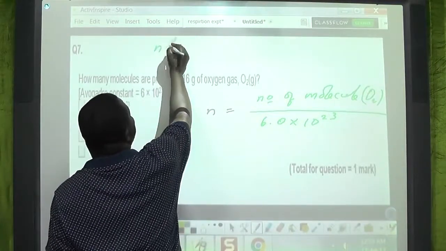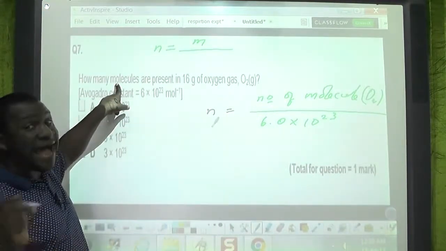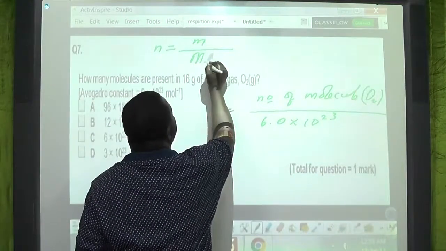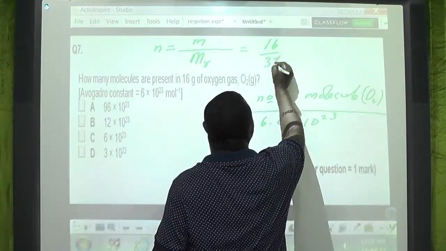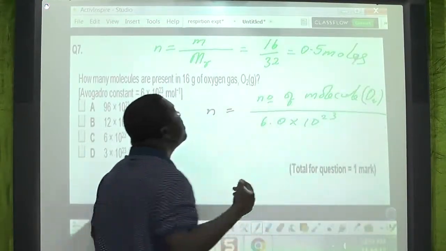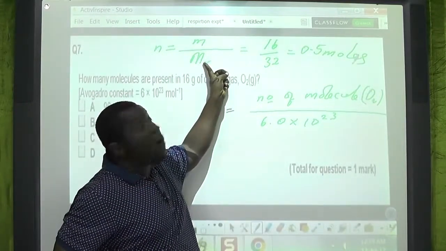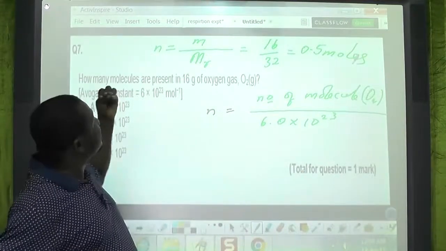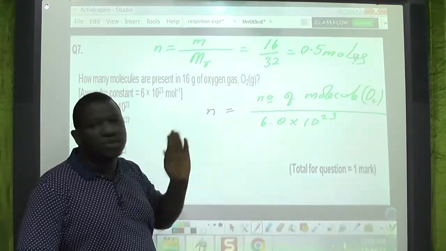So I need N equals mass divided by, because we are talking about molecules, not atoms here, I will not use MA, I use MR. MR, which means this is equal to 16 divided by 32, which is equal to 0.5 moles. 0.5 moles. If they just told me number of atoms of oxygen gas, I will be using MA here, and MA of oxygen is 16. 16 over 16 to be 1 mole. But they are not asking me that of oxygen atom. They mean O2. They just say oxygen. That means it's molecule. If they just say O2, that means it's molecule.